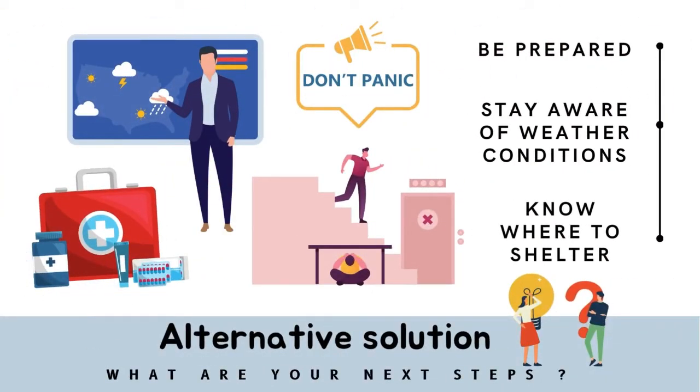Be prepared by making a list of important information including phone numbers and also an emergency kit including water, medication and others. Stay aware of weather conditions by paying close attention to changing weather conditions in your area. Also look out for signs of a tornado that might be approaching, such as a dark or green colored sky, large hail or loud roaring sounds like a freight train.